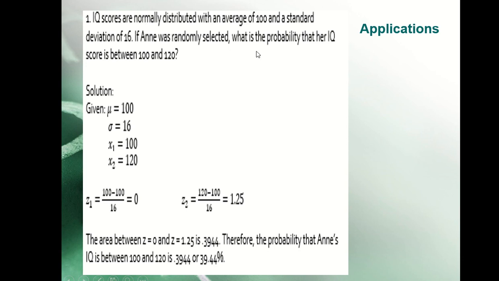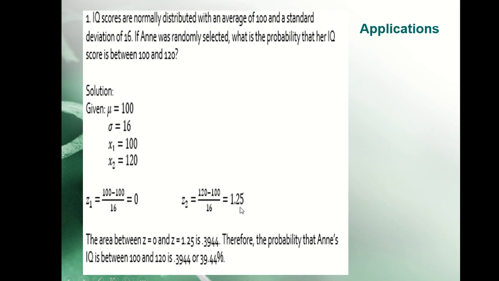If Anne was randomly selected, what is the probability that her IQ score is between 100, this is x sub 1, and 120, that is x sub 2? Since we have two values of x, we have z sub 1 and z sub 2. For x sub 1, that's 100, the same as the mean, we obtain a z of 0. And for z sub 2, we obtain a z of 1.25.